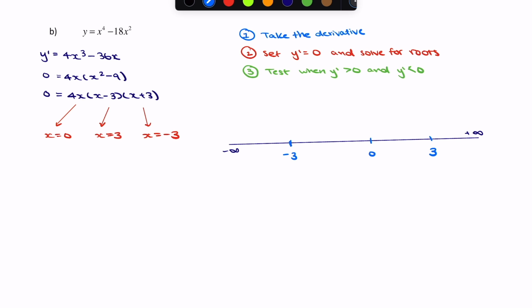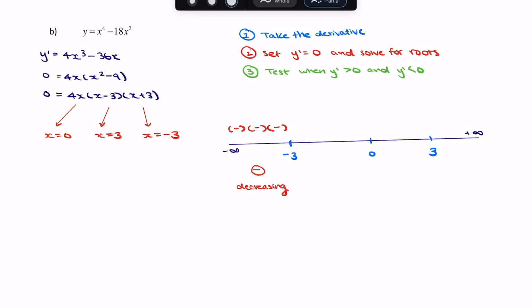So here, if we sub in negative 4, a value that's less than negative 3, negative 4 times 4 will give us negative. Negative 4 minus 3 still gives us negative. And negative 4 plus 3 will give us negative. So negative times negative times negative will give us a negative value here, which means that it is decreasing from negative infinity to negative 3.